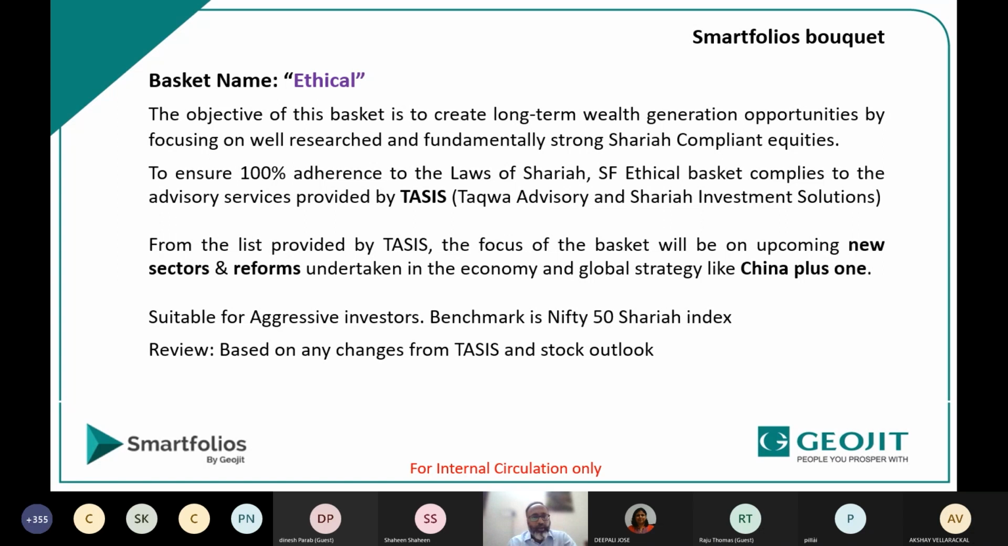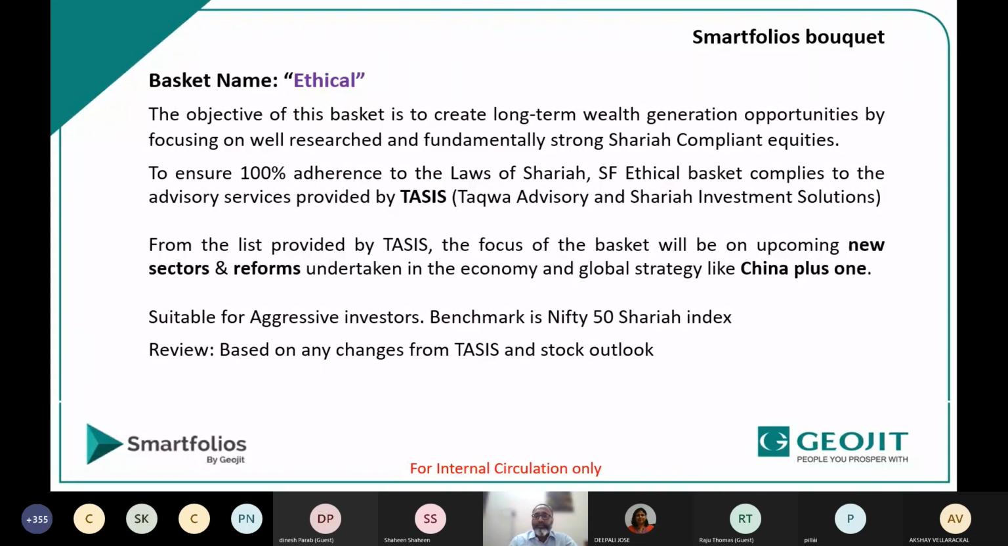Now, it is not just a normal shortlisting of stocks. There is an objective towards this basket also. The focus of this basket, in addition to it being a Sharia compliant basket, is that the research side also focuses on the new sectors. Now, we are all living in a new world, a new normal. There are new sectors coming up, new reforms coming up, which could positively impact specific sectors or specific stocks. So in this basket, the research manager has tried to ensure that those stocks which could benefit from the new sectors and new reforms that are being undertaken in the economy, and also a global strategy like China plus one.